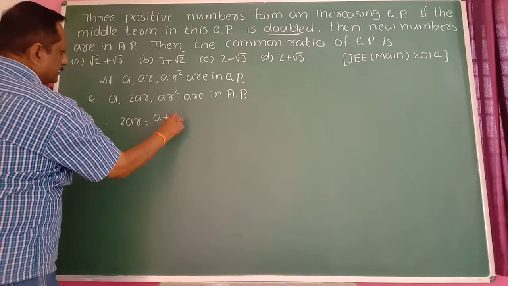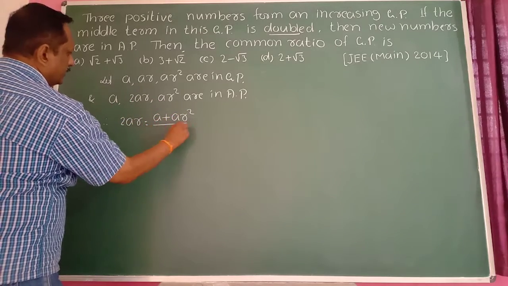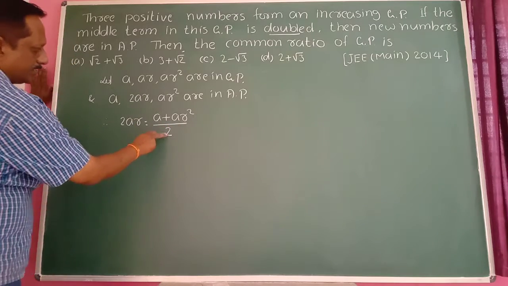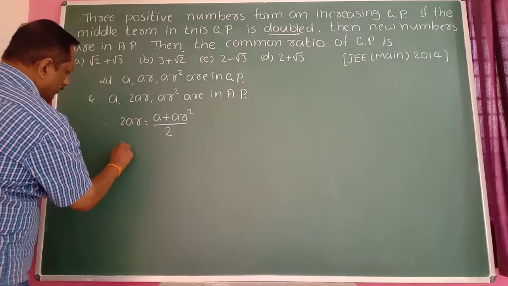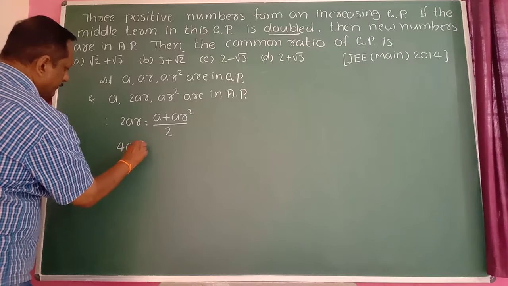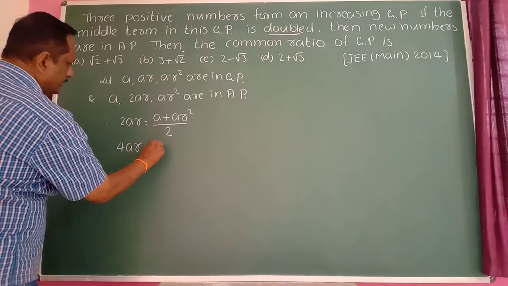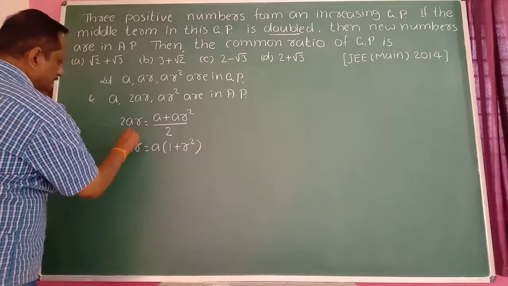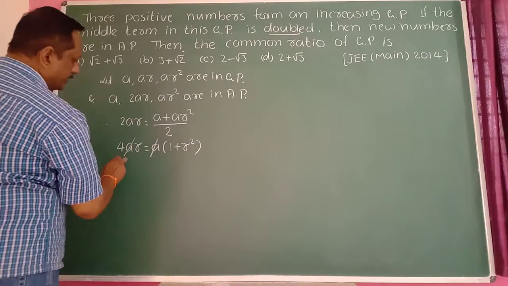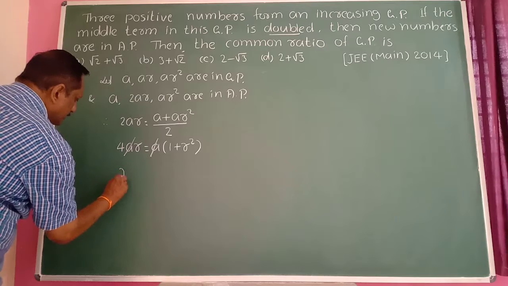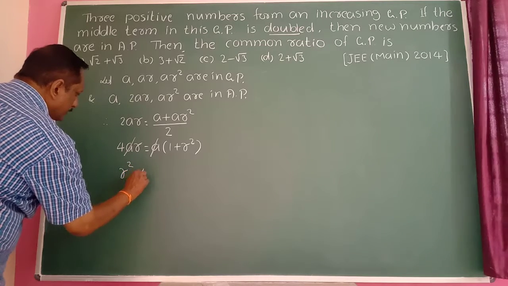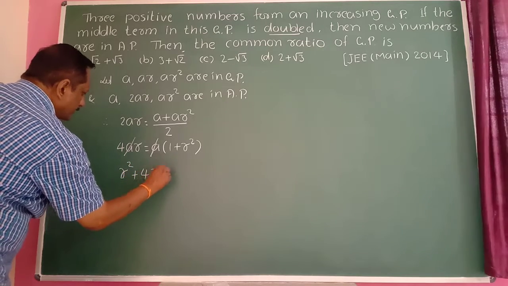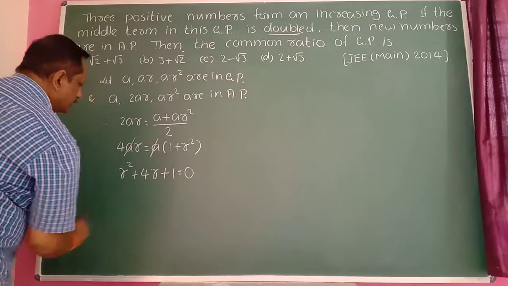A plus AR square divided by 2, so 2AR is equal to (A plus AR square) divided by 2. Take it to this side, so 4AR. Here A is the common factor, 1 plus R square. This A and this A cancel here. Take 4R to the right hand side. So it gives R square minus 4R plus 1 is equal to 0.